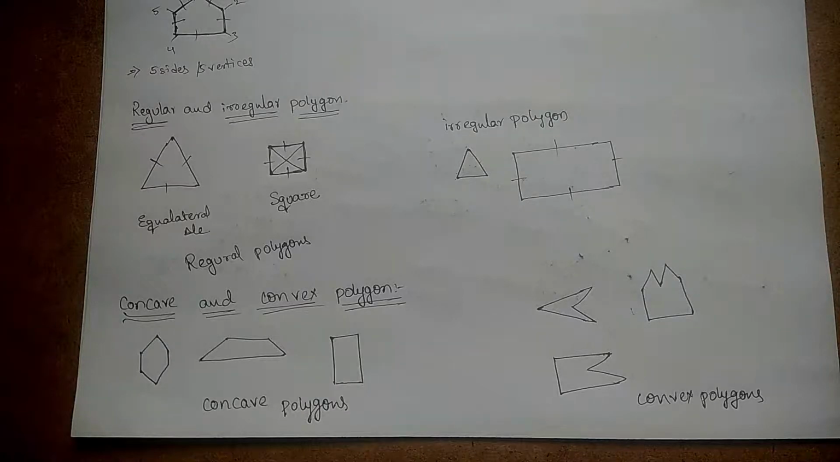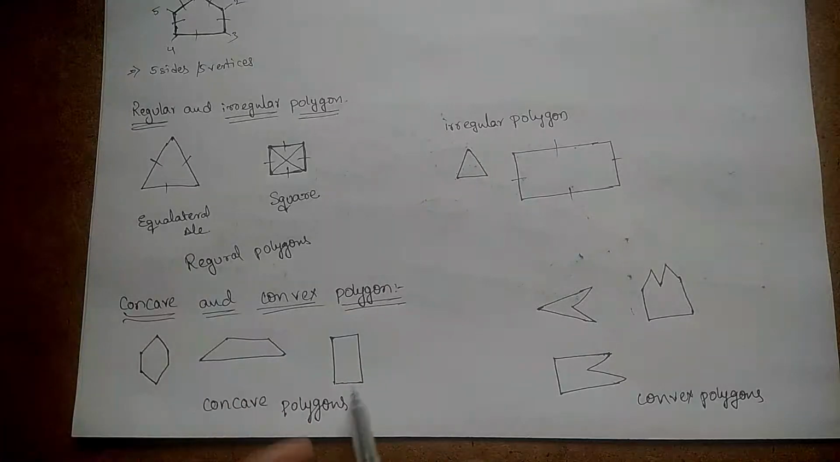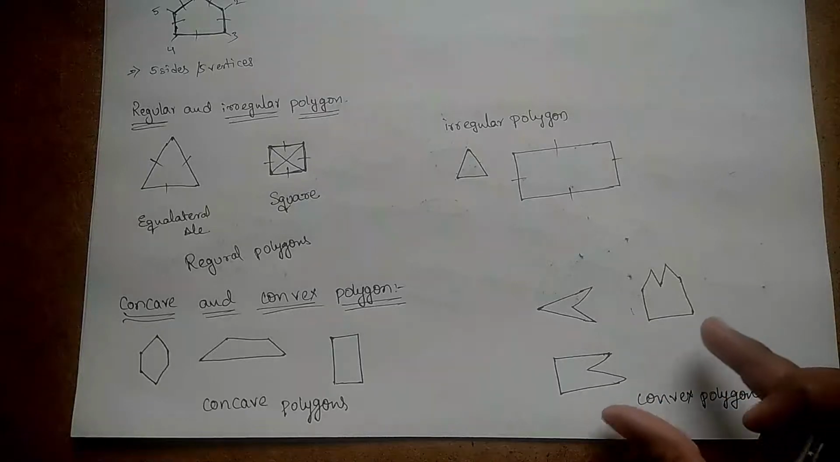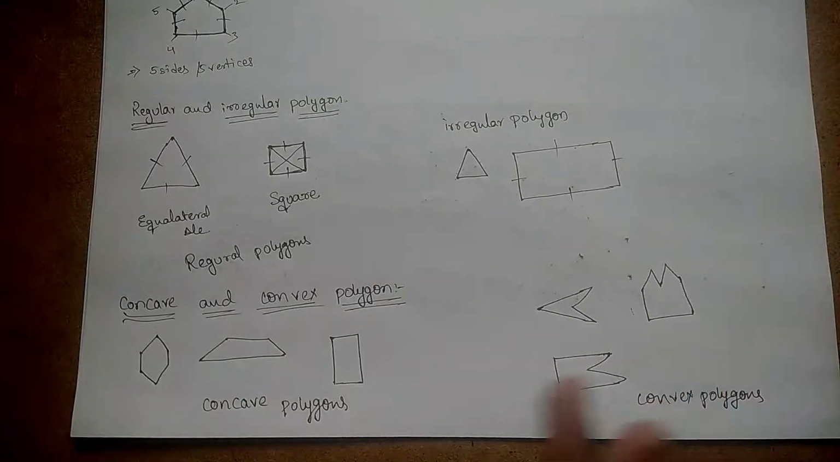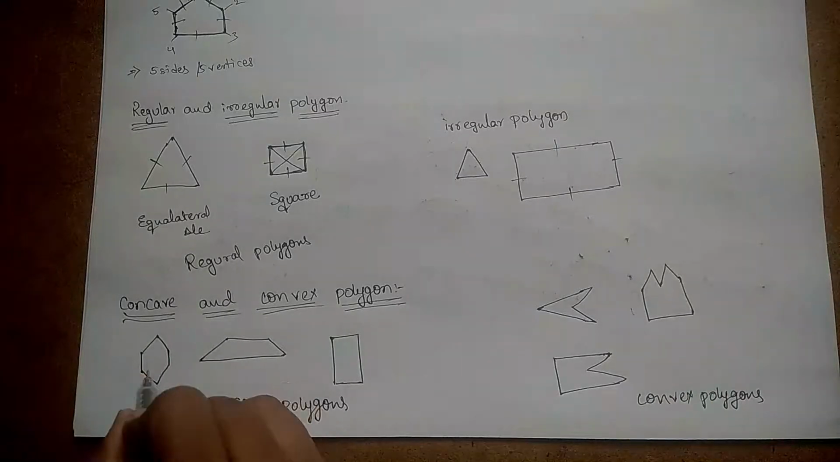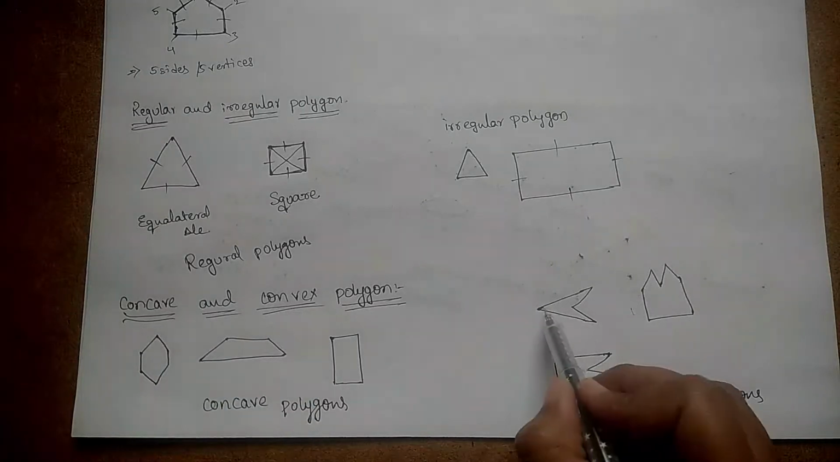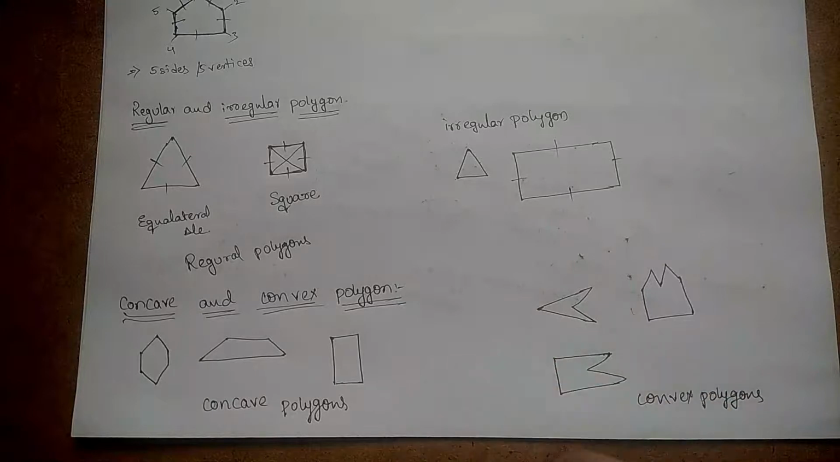Next, coming to concave and convex polygons. See here, these are some shapes and here also some shapes are there. If you observe, these are a hexagon, a trapezium and a rectangle. Here there are unknown shapes. If you observe both these concave and convex polygons, here are 6 vertices, 4 vertices, and here also 4 vertices. But here 1, 2, 3, 4 vertices.